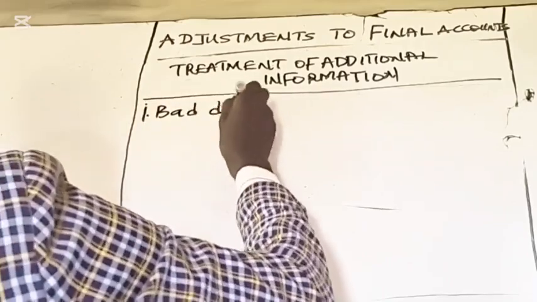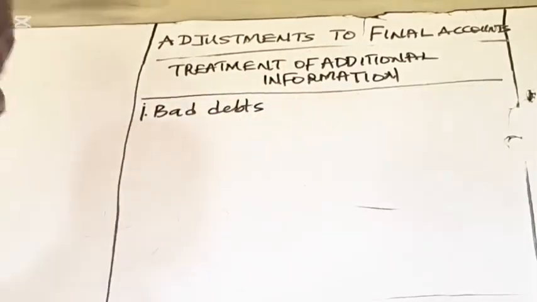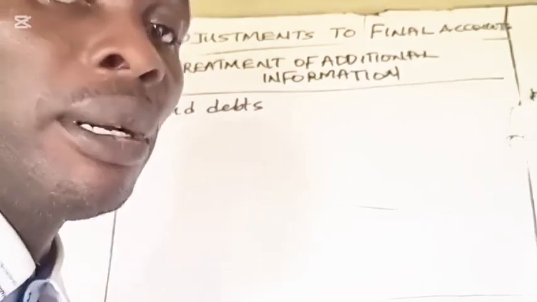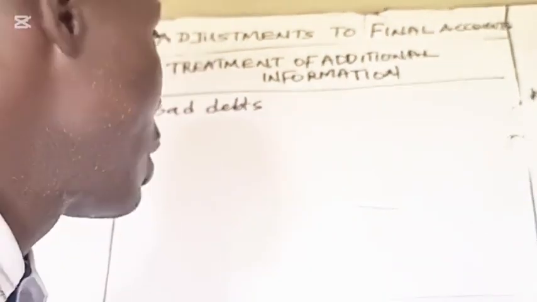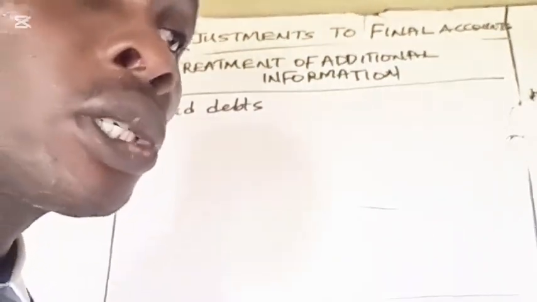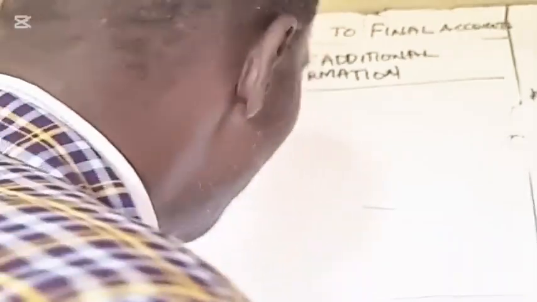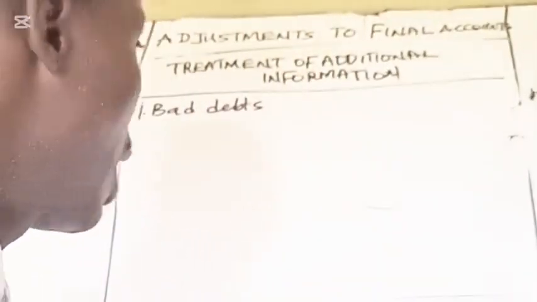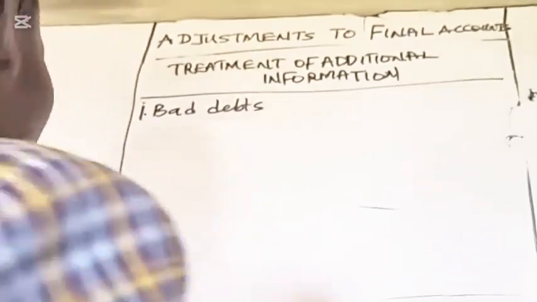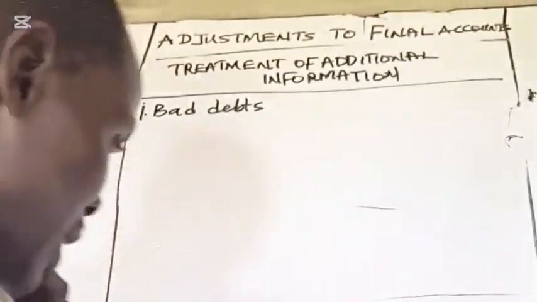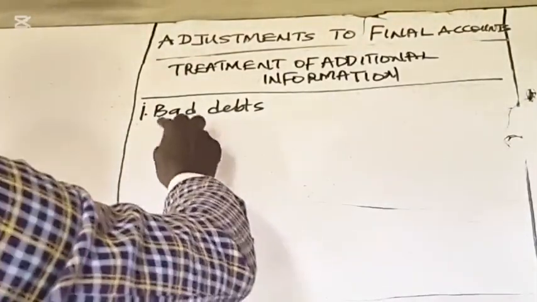What are bad debts? Bad debts are debts that may not be recovered. So we refer to them as irrecoverable debts. They are part of the receivables whose person owing it has disappeared, and the entity may not be able to get that money back from that person. So we refer to them as bad debts.